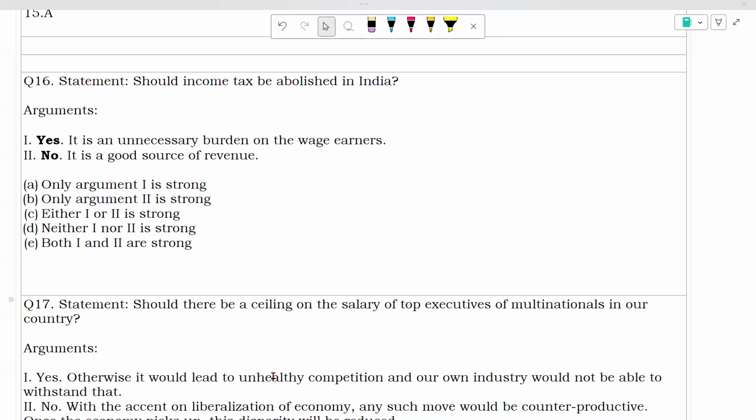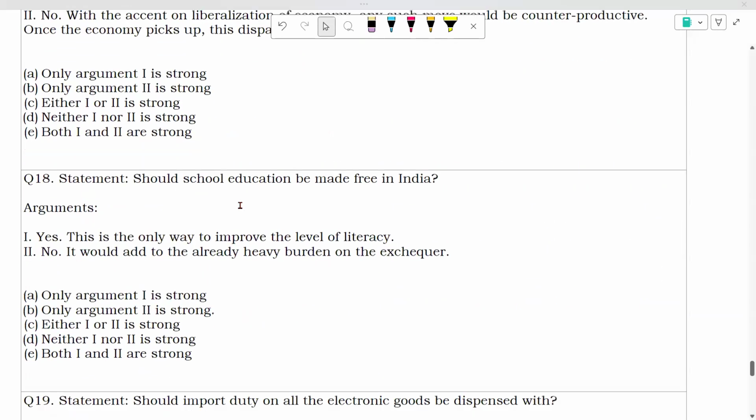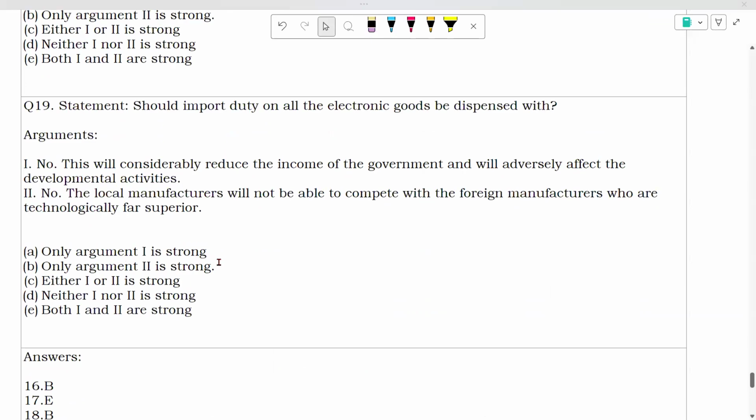This one is easy. So the answer will be B, I believe. Look at what the answer to question 16 is: B. Okay, the answer to 16 is B.